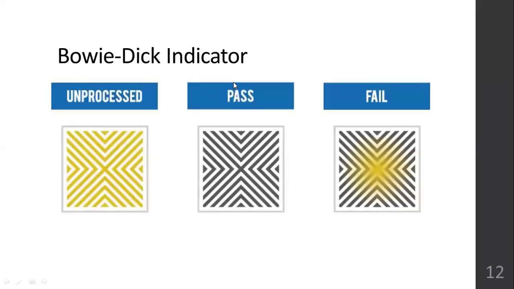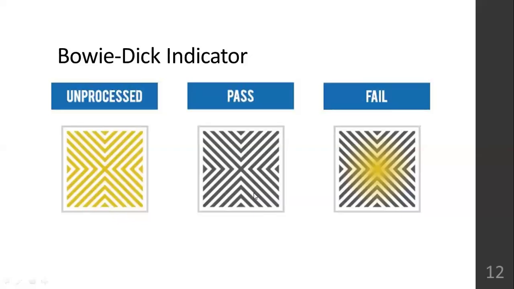We have this Bowie-Dick indicator as well. Just like the chemical indicator, the Bowie-Dick indicator also tells you if the sterilization was completed properly or not. It comes in yellow and white stripes. This tape you will apply on the unsterile article and put it for sterilization. After it comes out, all this yellow and white has to convert into black and white stripes. It means a proper sterilization cycle was achieved.